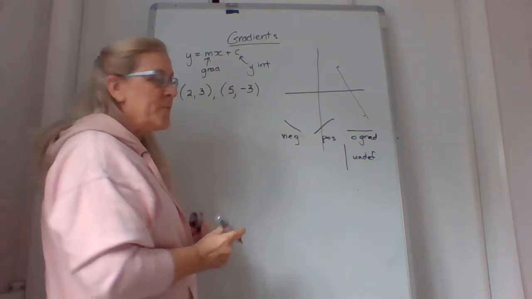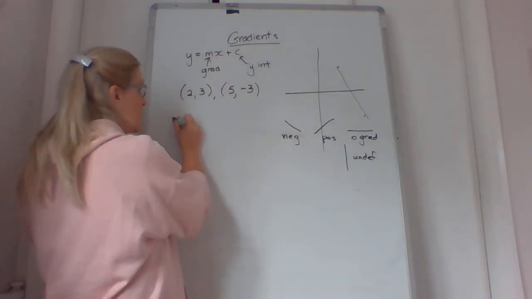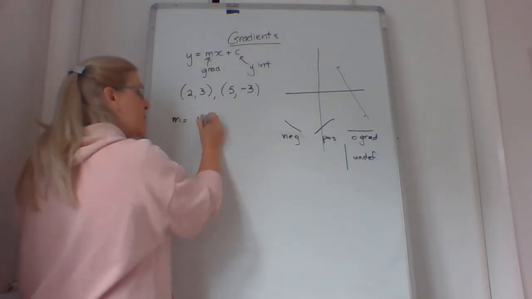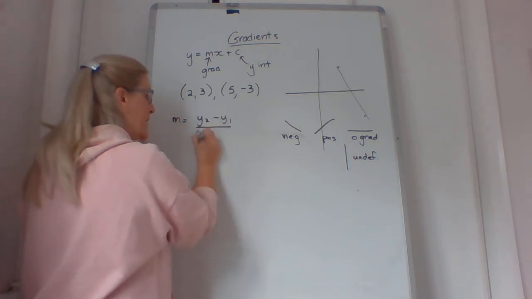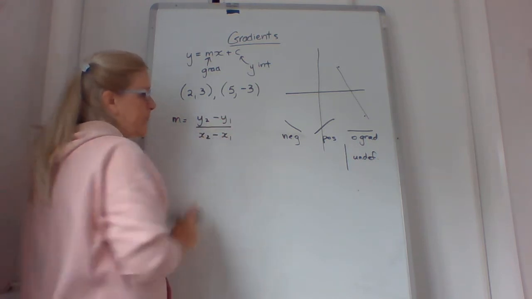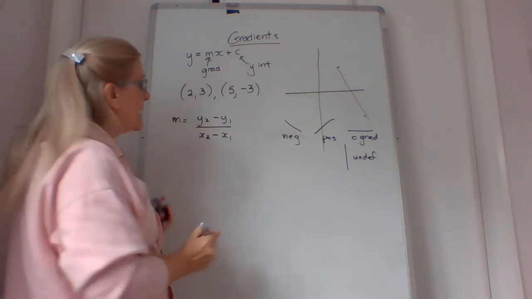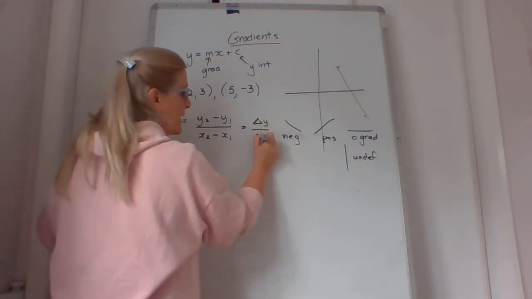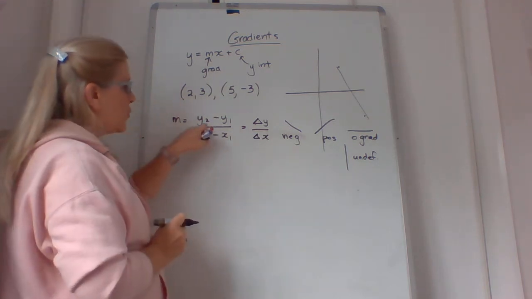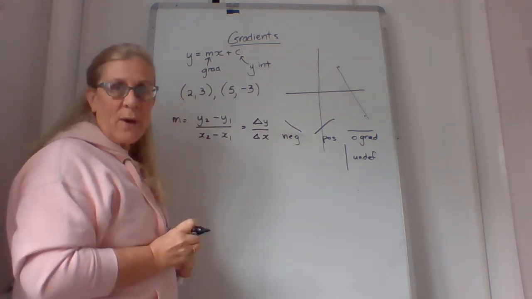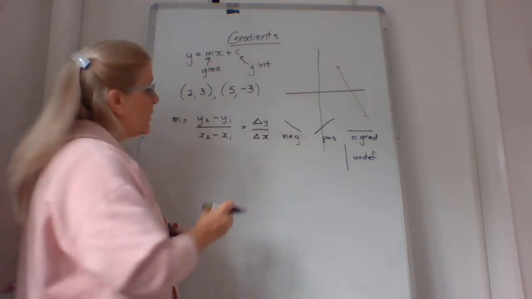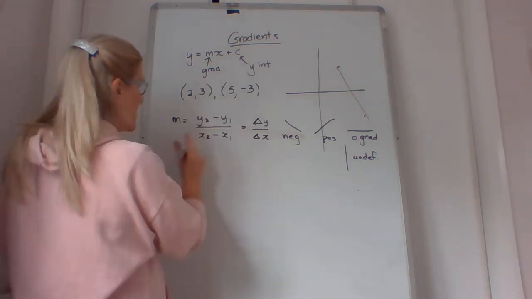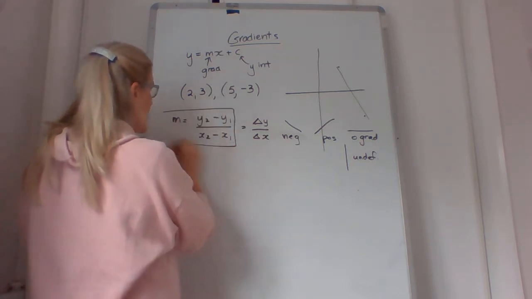So, again, we have a formula. The formula says m, we use the same m that we've used before for a gradient, equals y2 minus y1 over x2 minus x1. Now, just like yesterday, this formula is the change in y over the change in x. We just have to make sure this time that we're going the right way round, because otherwise we'll end up with it being a positive when it should have been a negative if we swap these over. So this is the formula we should be using.